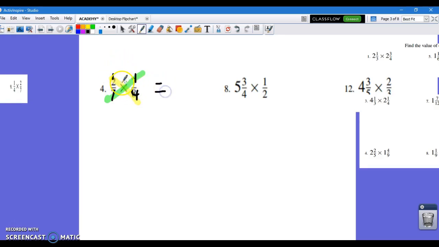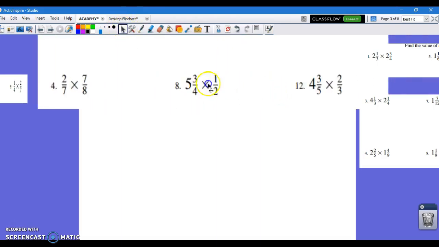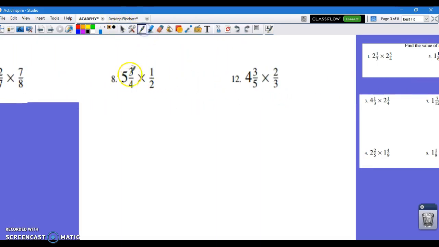1/4. Now multiply straight across. 1 times 1 is 1. 1 times 4 is 4. Final answer. Moving on to number 8. Change this to a mixed number first. Excuse me, improper fraction. 5 times 4 is 20. 20 plus 3 is 23. So 23 over 4 times 1/2.